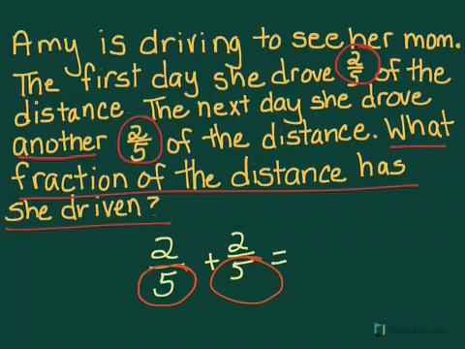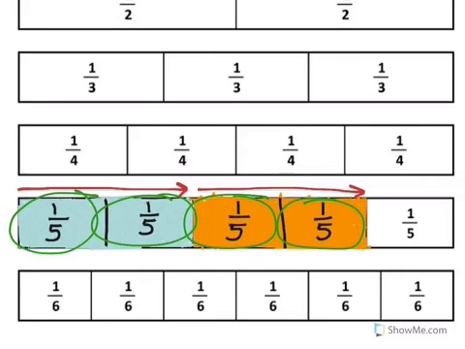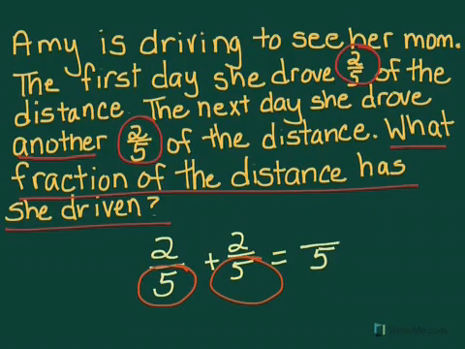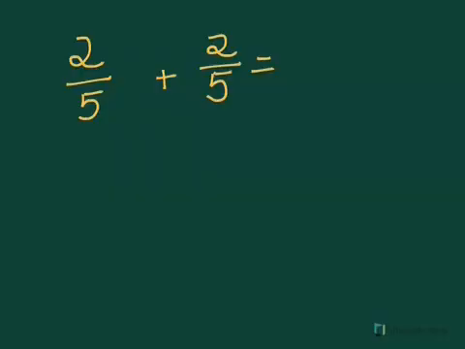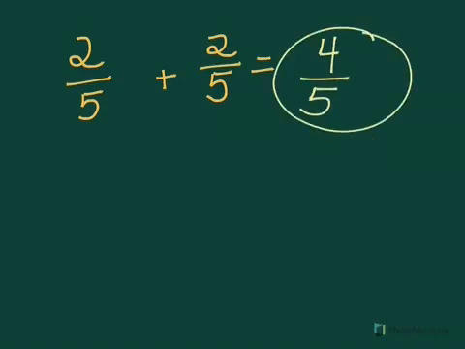I can also just look at my problem. If I have 2/5 plus 2/5, I'm going to keep my denominator the same because I'm adding fifths, but I'm just going to add my numerators. And 2 plus 2 is 4. So she's driven 4/5 of the distance. So 2 plus 2 is 4, and we keep our denominator, 4/5.